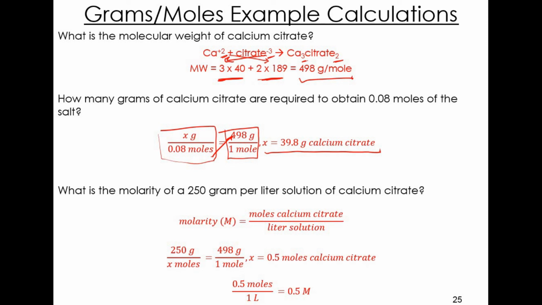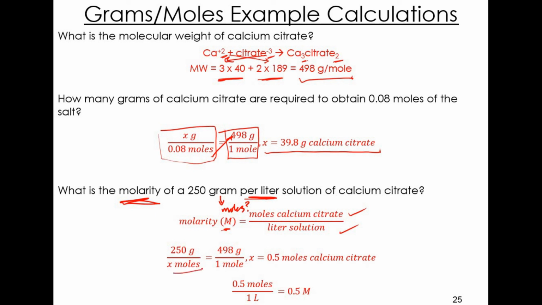Last example question, what's the molarity of a 250 gram per liter solution of calcium citrate? So molarity was defined on that first slide. Capital M, it's the moles of compound per liter of solution. And we already have our compound dissolved in 1 liter of solution. So we just really have to figure out how many moles are represented by 250 grams. So we set up our proportion again. 490 grams of salt per mole of salt.